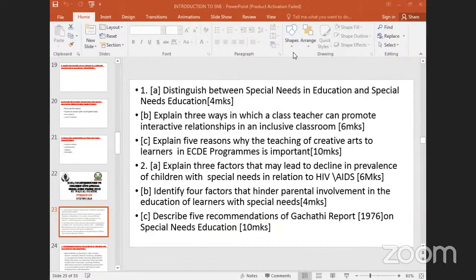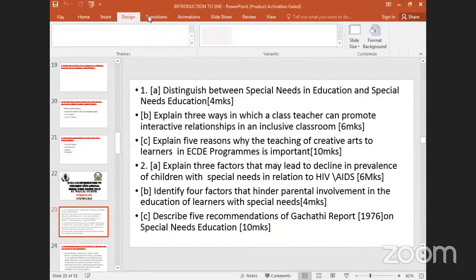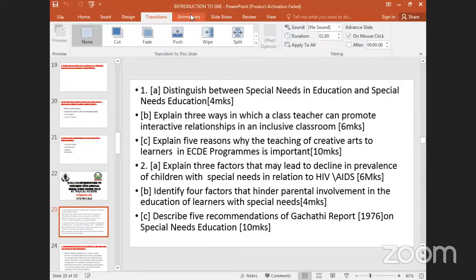Okay, question 2A, class: explain factors that may lead to decline in prevalence of children with special needs in relation to HIV and AIDS. Maybe someone can give some light on the important areas that we should look at in this question. Maybe the verbs, how we can answer this question. Because we have factors that lead to decline, then we have prevalence, and then we have in relation to HIV and AIDS. Can someone give us some light on this?